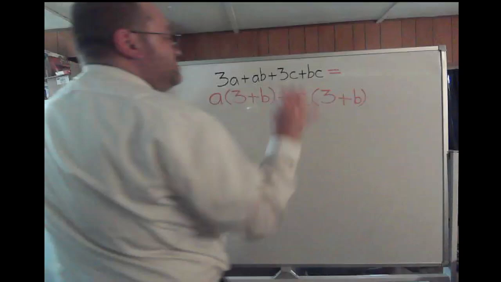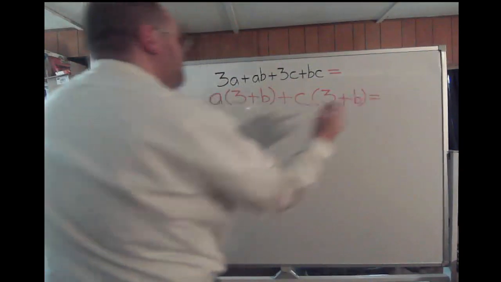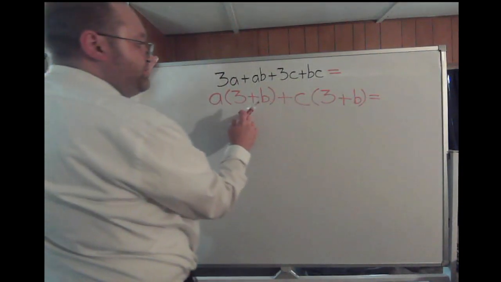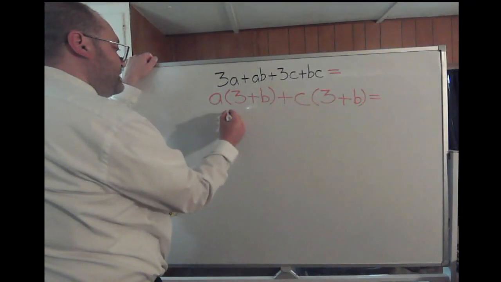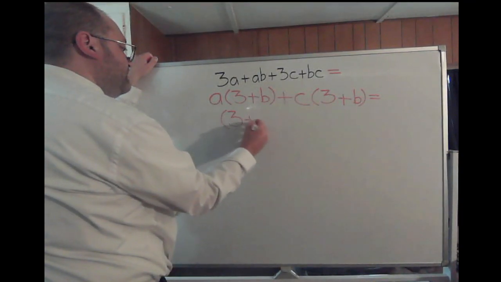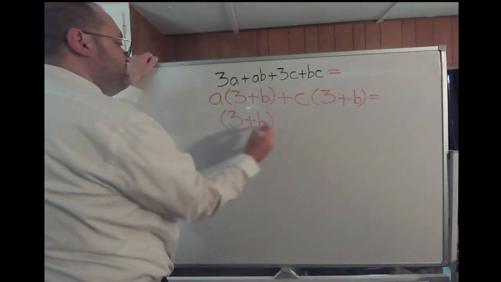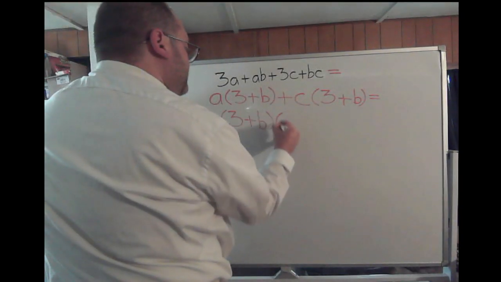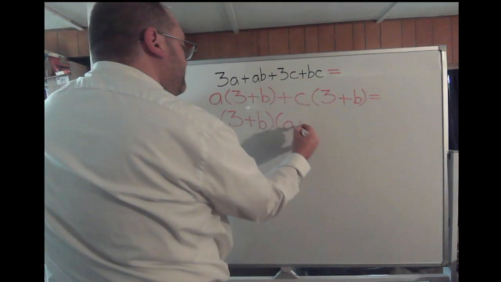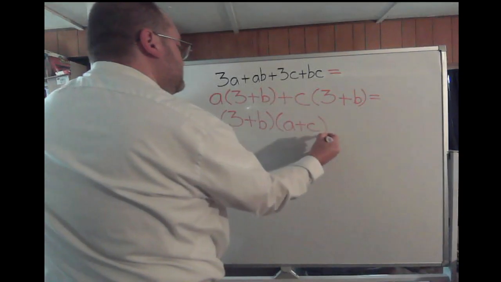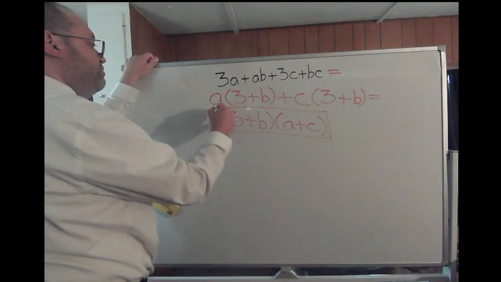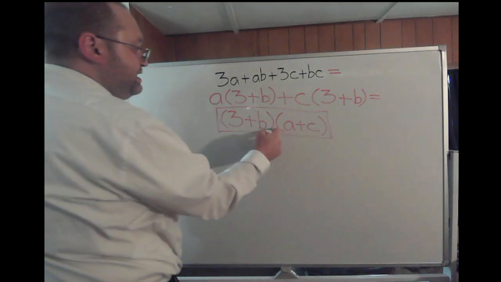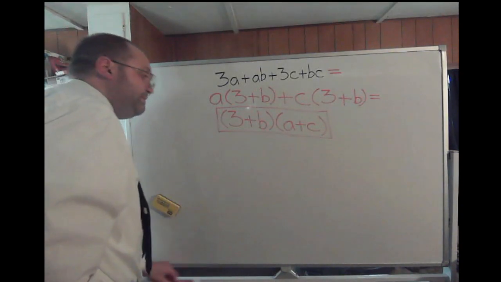Okay? So now we have a common factor. We have two terms with a common factor of 3 plus b. We can factor out that common 3 plus b, and then what's left is a plus c for the other factor. So in order to factor this, the proper answer you should get would be the quantity of 3 plus b times the quantity of a plus c.